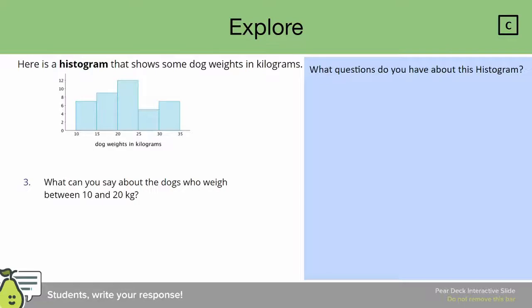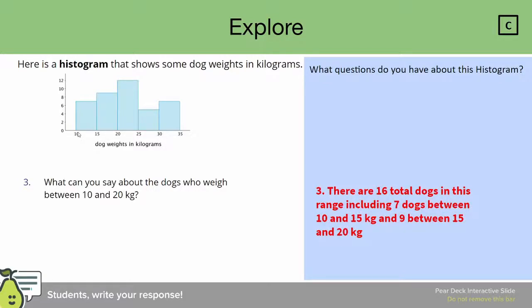Now, Explore Part C asks us, what can you say about the dogs who weigh between 10 and 20 kilograms? Please pause this video and let me know. What do you think? All right, welcome back. If you said between 10 and 20 kilograms, which is this whole entire piece right here. If you said between that zone, there were 16 total dogs in this range, including 7 dogs between 10 and 15 kilograms, and 9 between 15 and 20 kilograms.